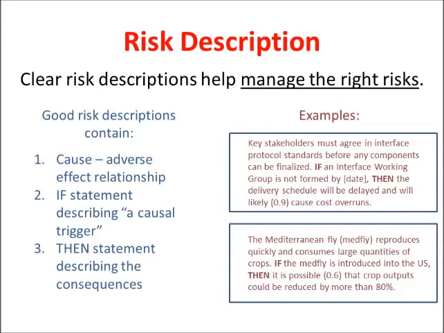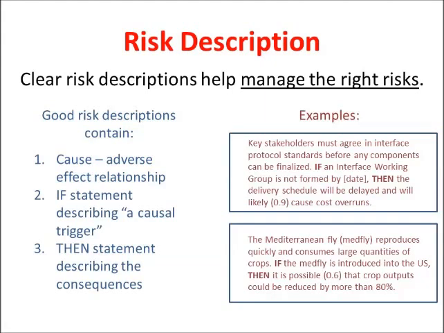The first element is that there's a relationship between interface protocol standards as a requirement before any components can be finalized. The risk trigger is that an interface working group needs to be formed by a specific date in order to maintain their current schedule. The consequences are that if the interface working group is not formed by that date, the schedule will be delayed, and that with some probability there will be cost overrun.